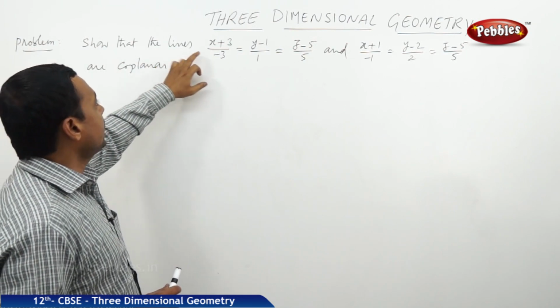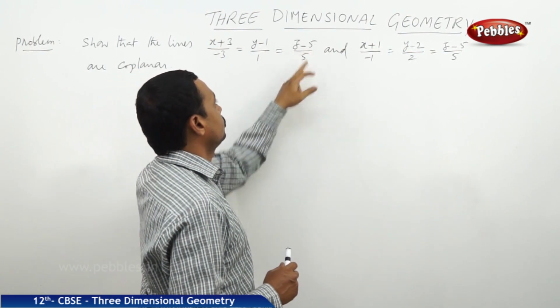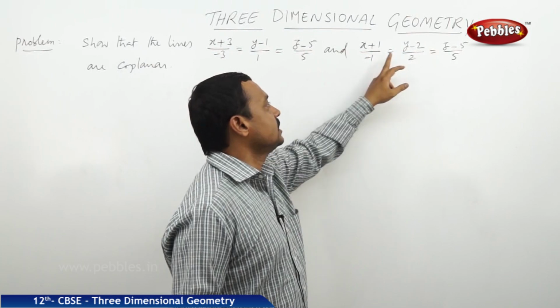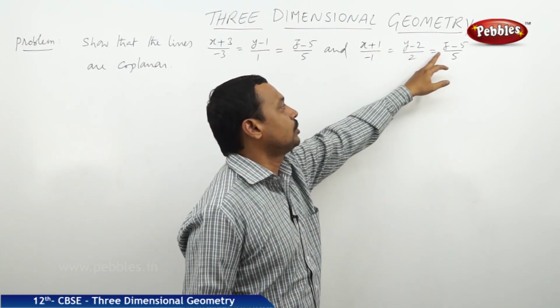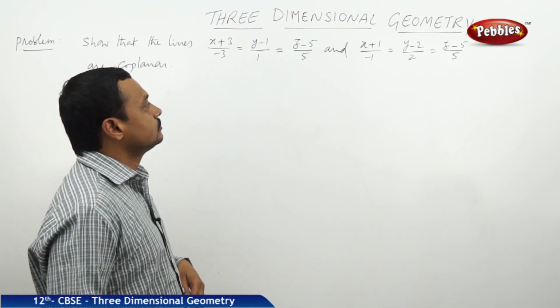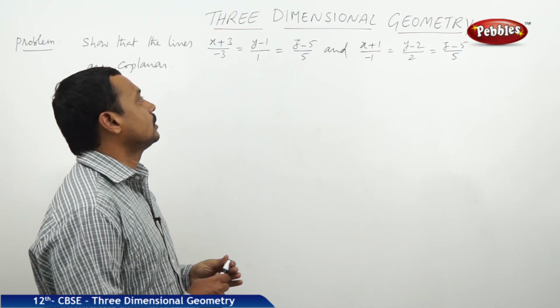Show that the lines (x+3)/(-3) = (y-1)/1 = (z-5)/5 and (x+1)/(-1) = (y-2)/2 = (z-5)/5 are coplanar. We have to prove that these two lines are coplanar.